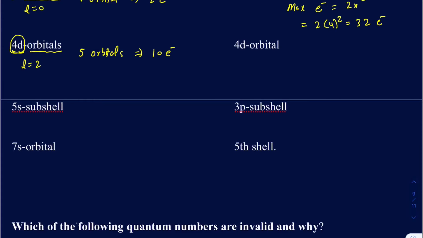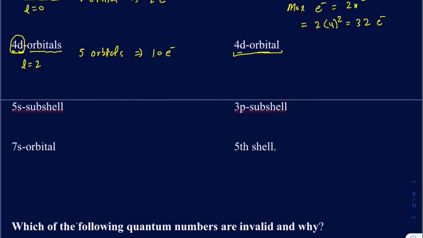Okay, well, I have this next question here. It says 4d orbital. Just to make sure you can understand the difference between the 4d orbitals and the 4d orbital, it's more or less like singular and plural. In the previous question, it was talking about all the orbitals in that 4d subshell, but here you're talking about only one of the orbitals in the 4d subshell.